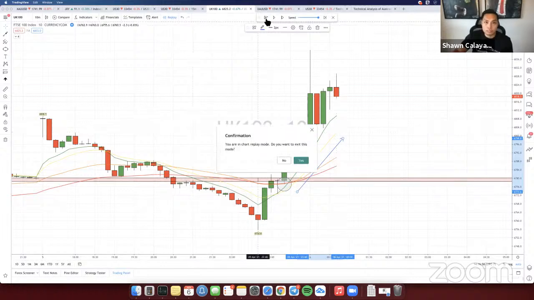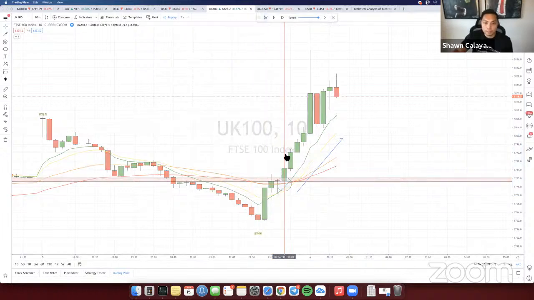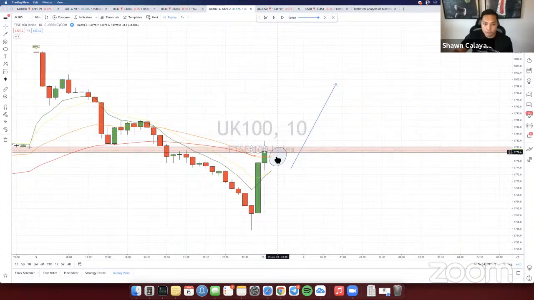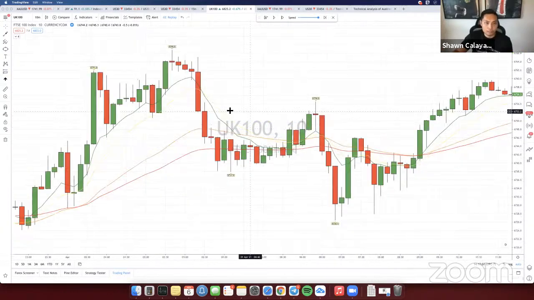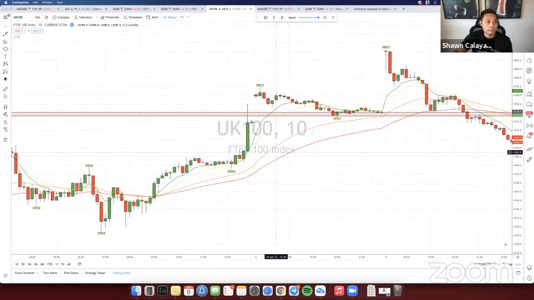So if you were to, let's just replay it back to this area here. If you have the wick rejection from the bottom, then obviously you're going to take a buy, right? Because you see the price pushing upward. So if the wick rejection is from the bottom, then you take the buy. Vice versa, if the wick rejection is from the, let me see if I could find a sell here.